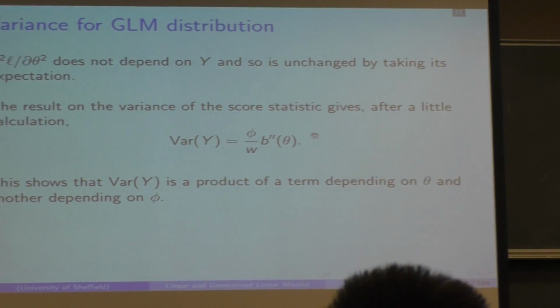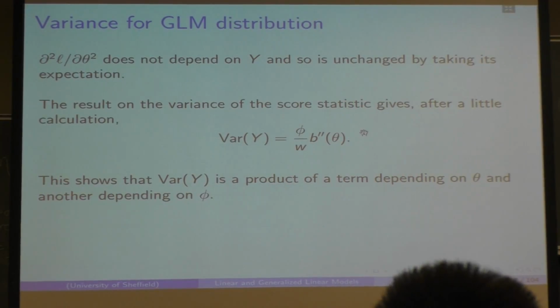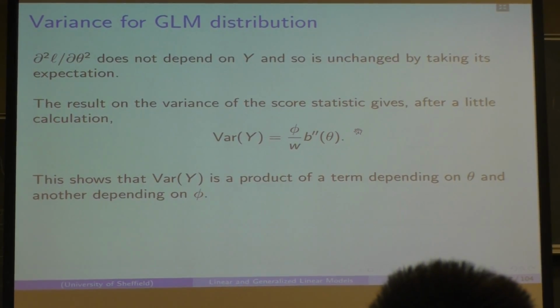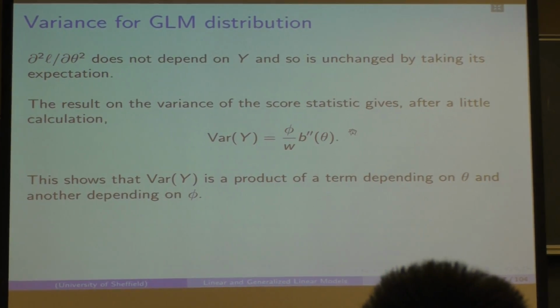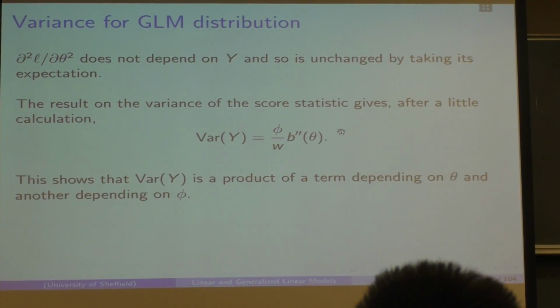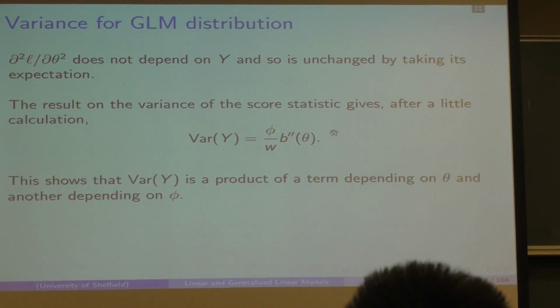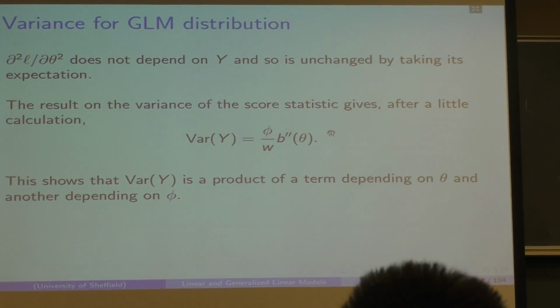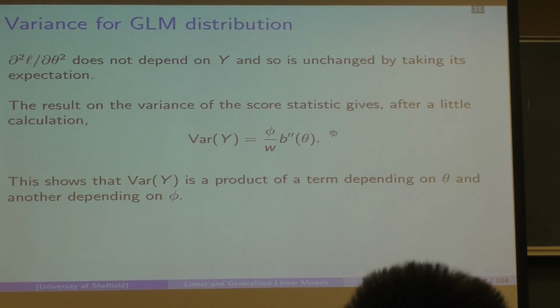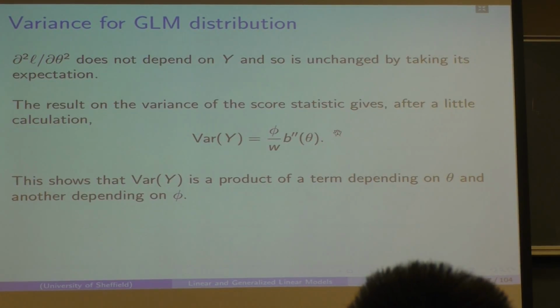Now, again, if we go back to the previous slides, we can see an expression for the score statistic in terms of y. So what this argument has told us is that the variance of the score statistic is minus the second derivative of the log likelihood, which involved b double prime of theta.